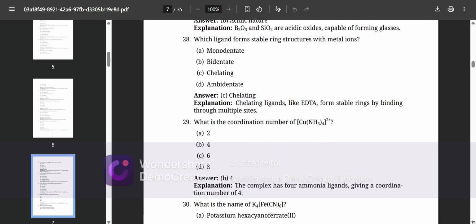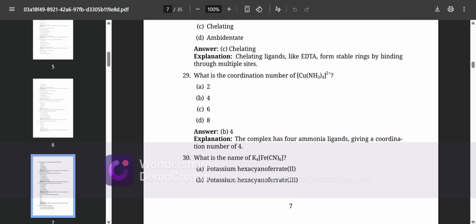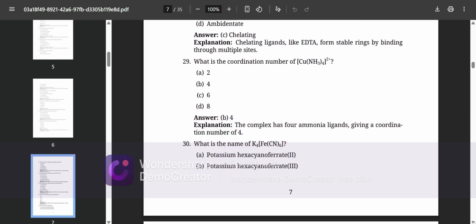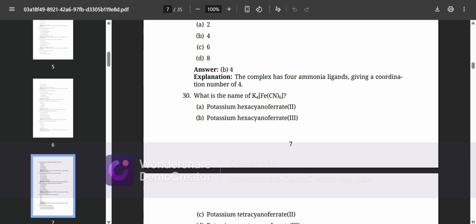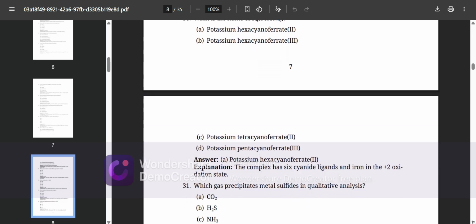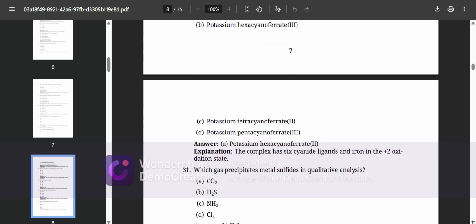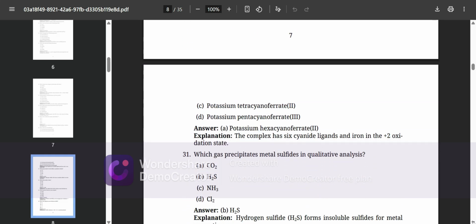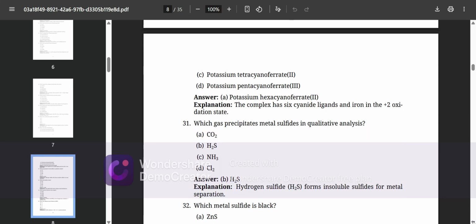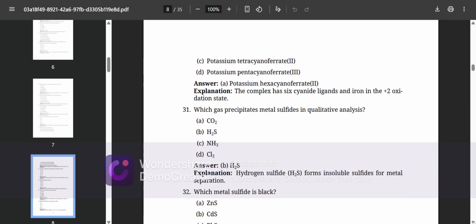What is the coordination number of [Co(NH3)4]2+? 4. The complex has 4 ammonia ligands, giving a coordination number of 4. What is the name of K4[Fe(CN)6]? Potassium hexacyanoferrate(II). The complex has 6 cyanide ligands and iron in the +2 oxidation state.